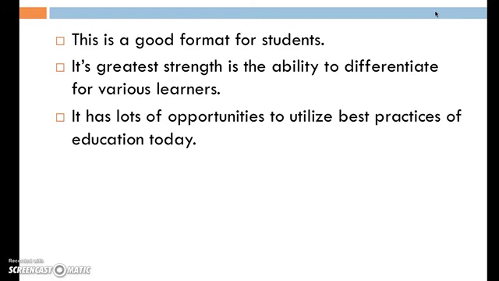And being able to split things up, it just makes it easier. And also being able to provide more supports for your students is great. Meet them at their level as opposed to trying to do whole group instruction. Because sometimes when the spread is so far, your middle is so small, it's not worth doing that whole group instruction. And it has a lot of opportunities to utilize the best practices seen in education today.